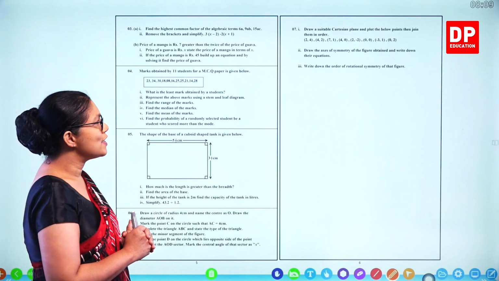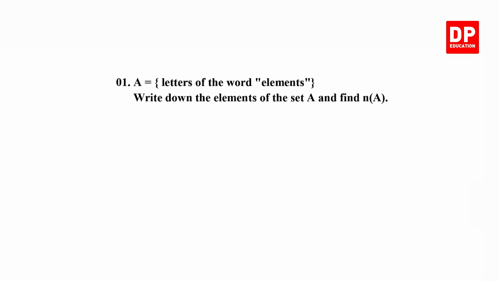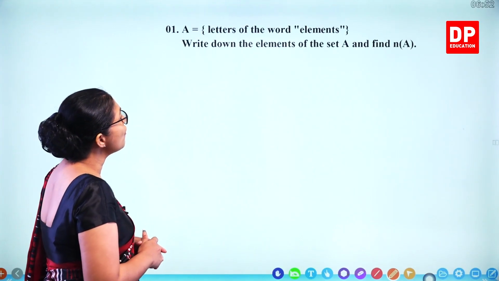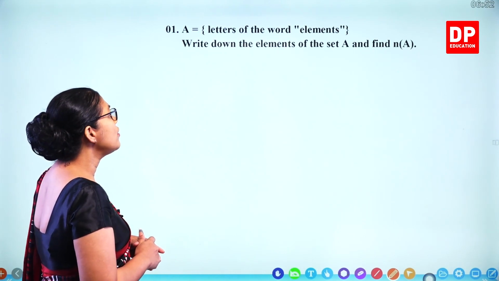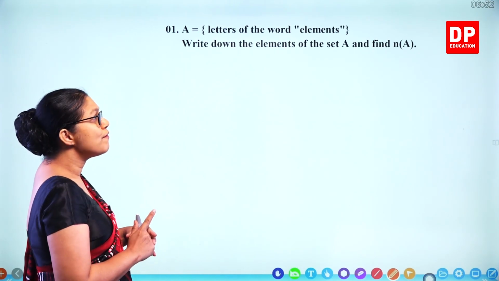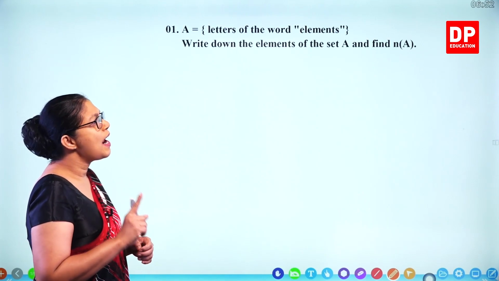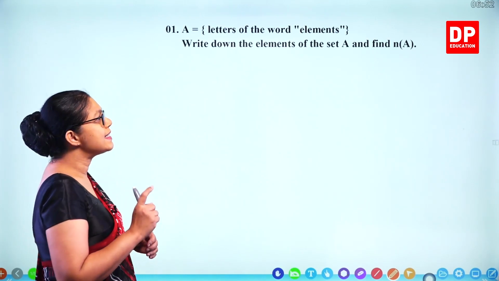So let's do this paper now. Let's take question number 1. A is the set of letters of the word elements. Write down the elements of the set A and find n(A). What is n(A)? The number of elements in set A.